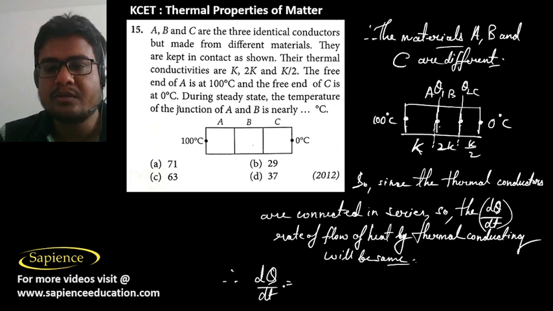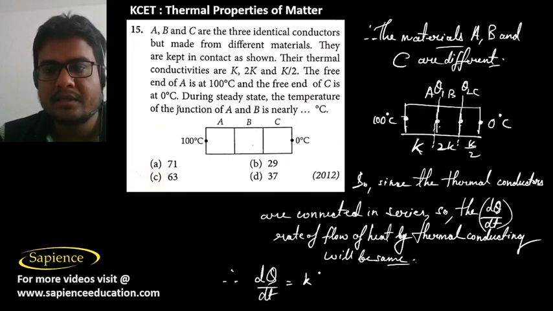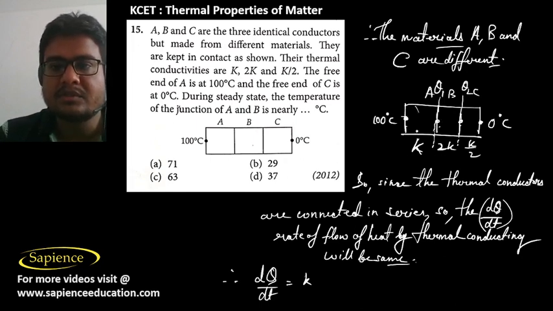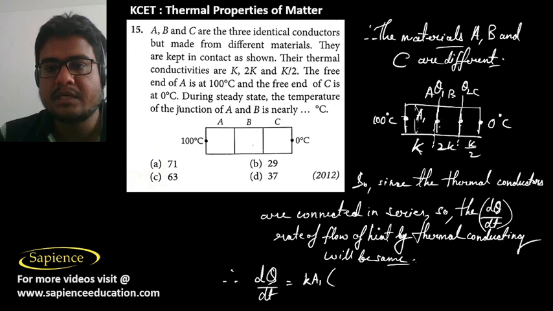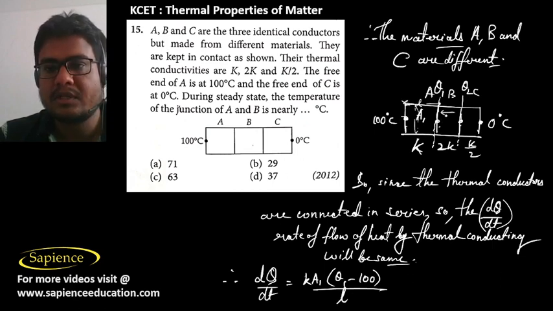So if we apply dq by dt in between the endpoints of A, then we will have K A1 into delta theta by delta x, that is theta 1 minus 100 by length. Now the area of cross section will be the same, let's say we take it as A1. The lengths are also the same, identical conductors. Let's say the length is L for all.